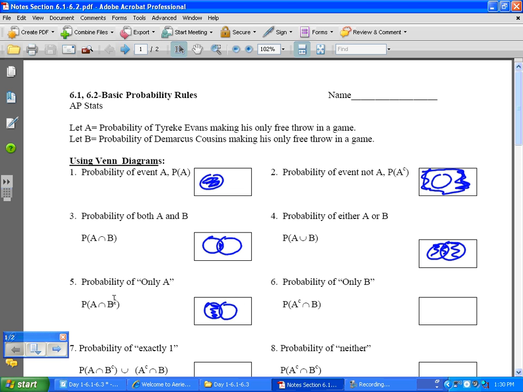Probability of only B. Probability of not A and B. So there's A, there's B, and again, it'll be just that.